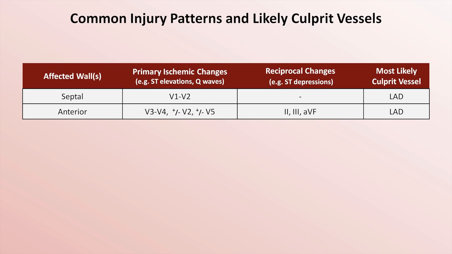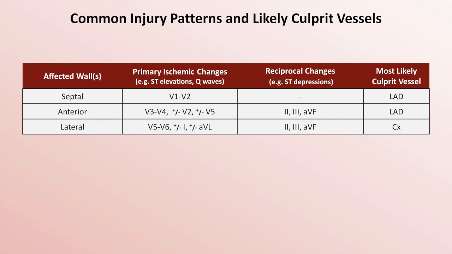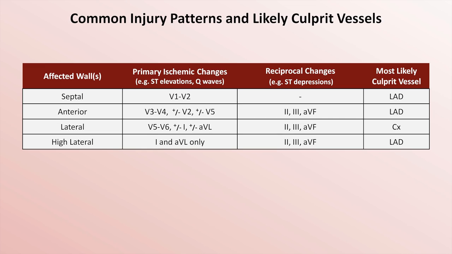Anterior MIs typically involve leads V3 through V4, plus or minus V2 and/or V5. Reciprocal changes are seen in 2, 3, and AVF, and the culprit vessel is the LAD. Lateral MIs typically involve V5, V6, plus or minus 1 and/or AVL. Reciprocal changes are again in the inferior leads. The most likely culprit vessel is the circumflex. An isolated MI of just the high lateral wall impacts AVL only, with inferior reciprocal changes again. And although both the circumflex and LAD can supply this region of the heart, when only AVL is affected, the culprit vessel is usually the LAD.